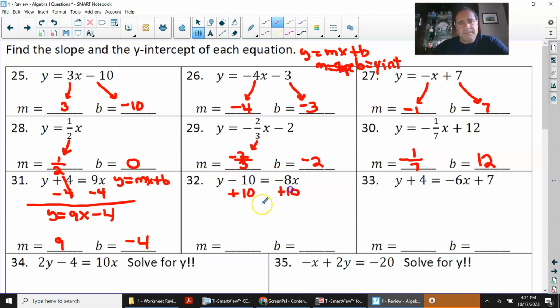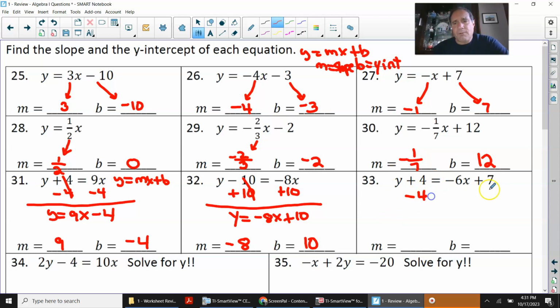You're solving for y because it's not in y equals mx plus b format. You get y equals -8x plus 10. M is -8. Y-intercept is 10. Here is another one that is not in y equals mx plus b format. You have to get the y alone. Subtract 4 on both sides. This cancels. You get y equals -6x plus 3. 7 minus 4. So the slope is -6 and the y-intercept is 3.